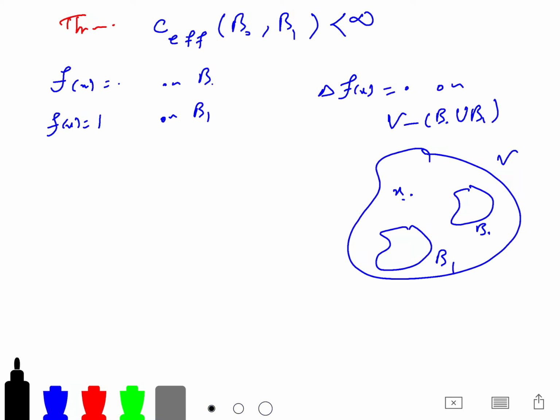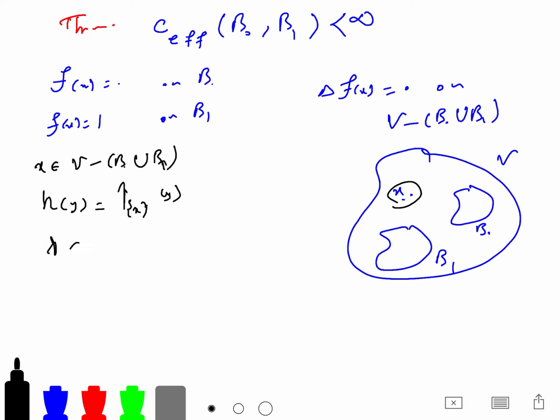To prove that, just observe that F satisfies the boundary condition. Let x be a point in V minus B0 union B1, and let h(y) be the indicator function of x. Then for any lambda in R, the function f plus lambda h is in that function space that I told you about.